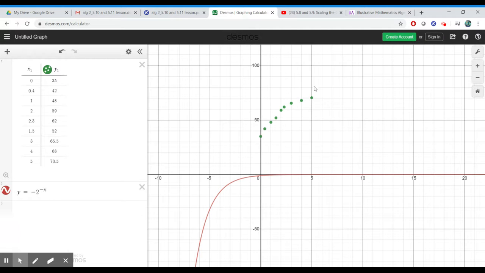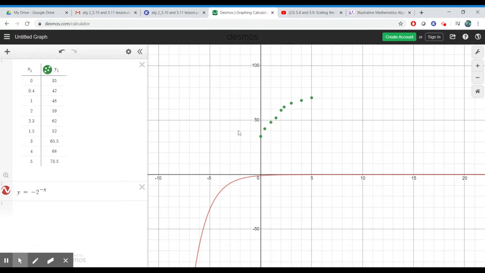So the next thing I'm noticing about this graph is that it's too low. Again, here our maximum value is slightly below 0. And on our table here, we know that our maximum y value is 70.5. So we're going to have to shift up a little bit to get there.